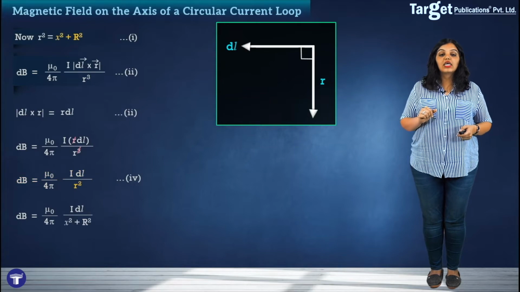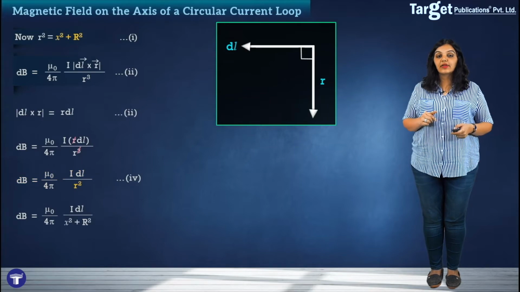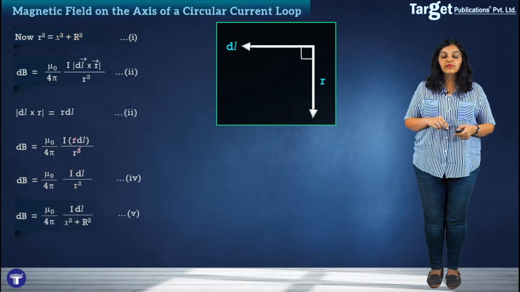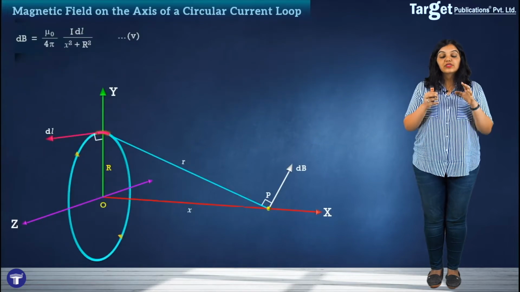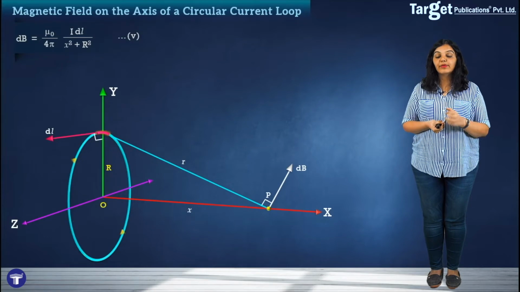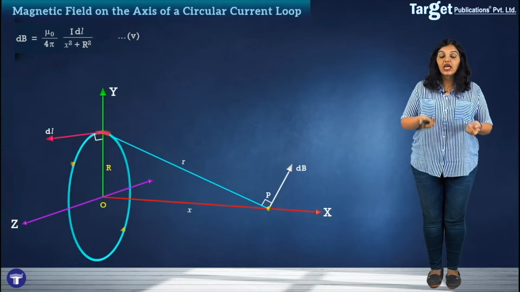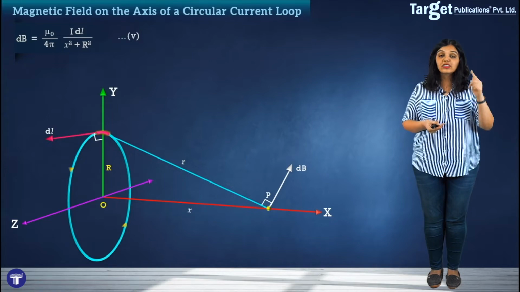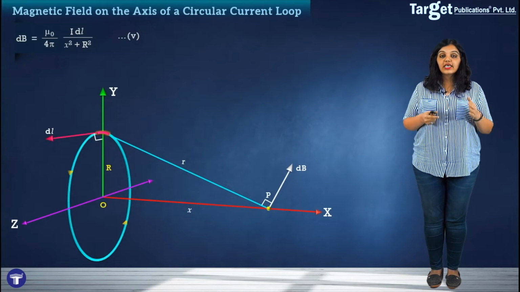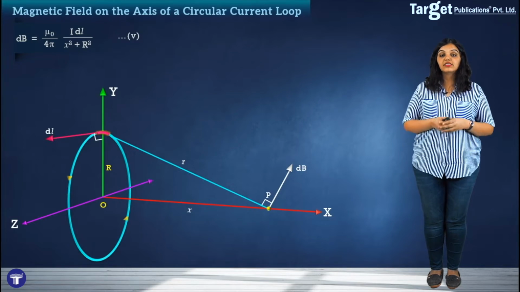Instead of the small r square, I will now write x square plus capital R square using the Pythagoras theorem, and this expression I am going to use for further study. You see, we have found the magnetic field at point P only due to a small current element. However, what I wanted to find was the field at point P due to the whole circular current loop. So this is the expression of the magnetic field induction at point P due to a small current element dl.